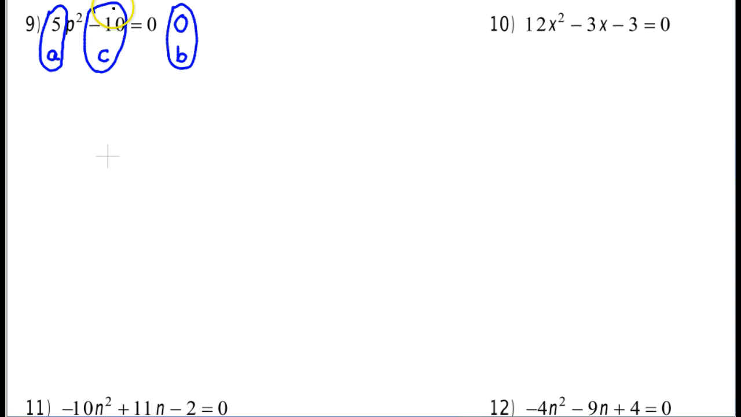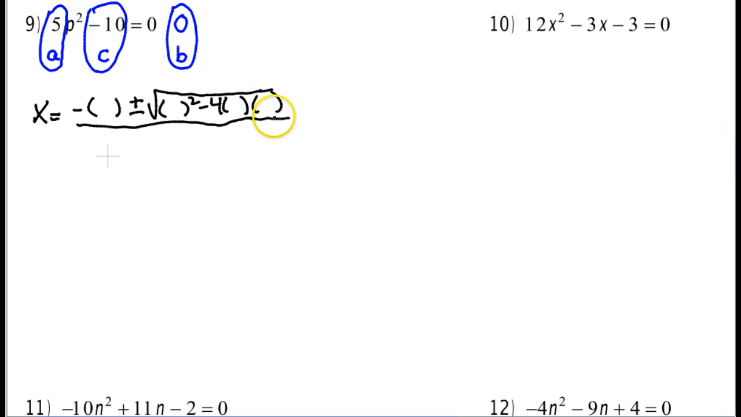All right, good. Let's go through it. Negative b plus or minus the square root of b squared minus 4ac, all over 2a.